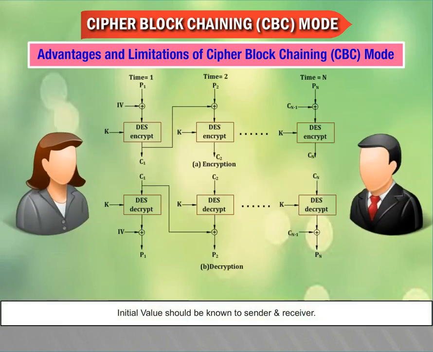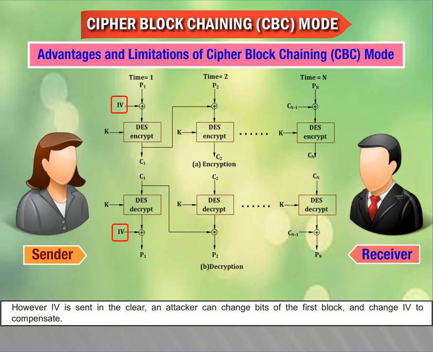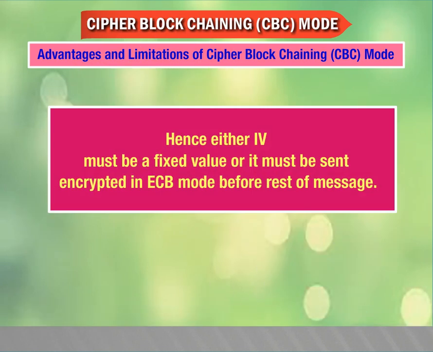The initial value should be known to sender and receiver. However, the IV is sent in the clear. An attacker can change bits of the first block and change the IV to compensate. Hence, either the IV must be a fixed value or it must be sent encrypted in ECB mode before the rest of the message.